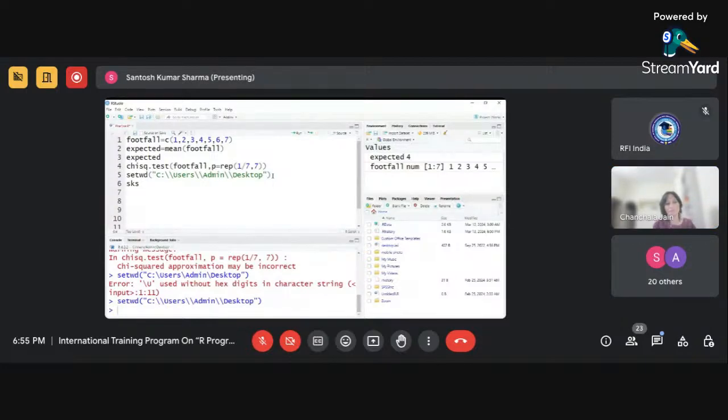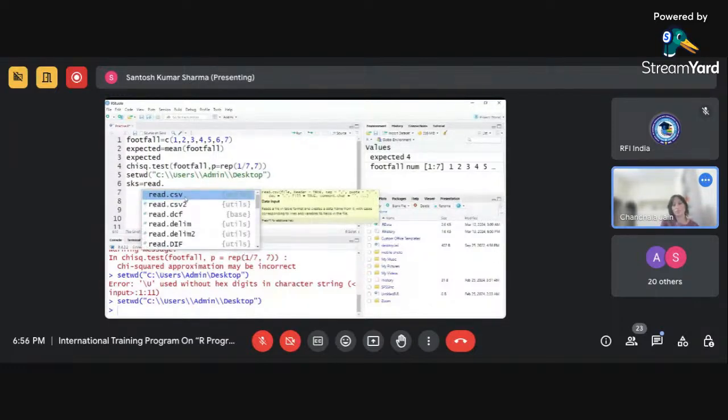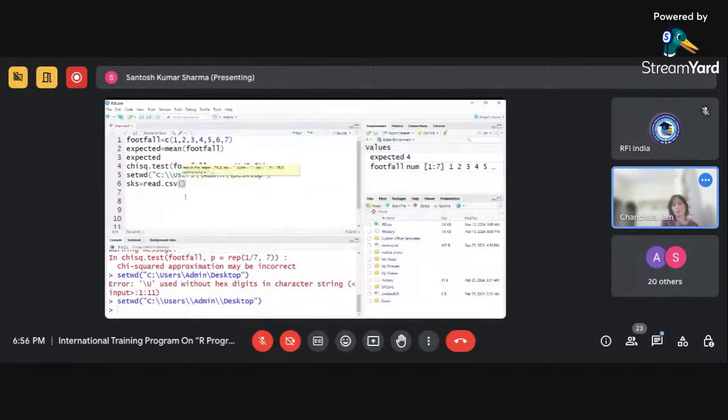Equal to, and then read.csv. Once you write read dot, it will show you the functions. The first one you need to pick is read.csv. Inside this double quotation, copy the name of your file. Rather than typing, I'd suggest, to avoid errors, you can copy your file name. That will be much better.